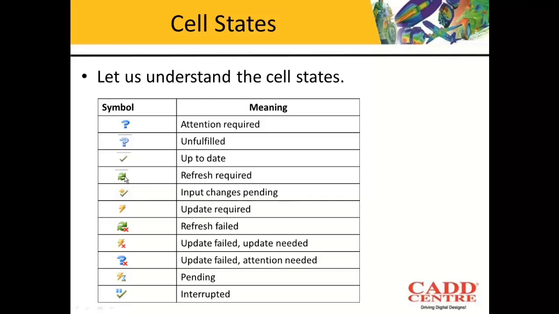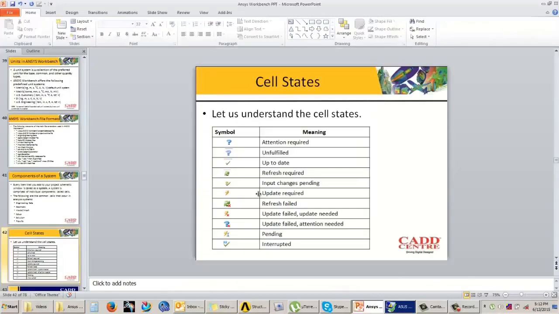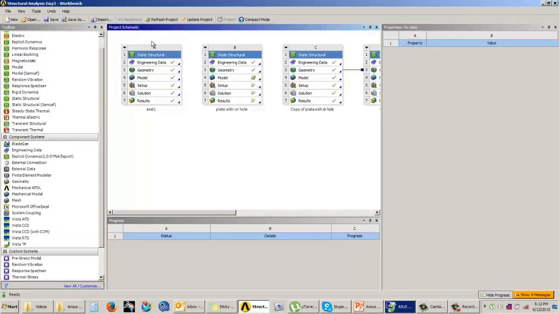If you see a green colored symbol like this, it means that cell requires refresh. It needs to be refreshed. If you see a green colored tick mark with a yellow colored arrow, it means input changes are pending. Let me show you this.